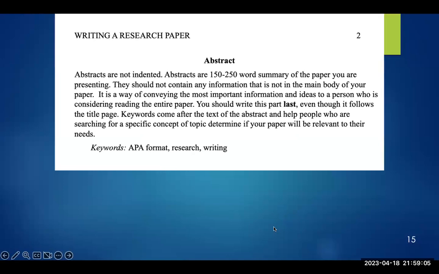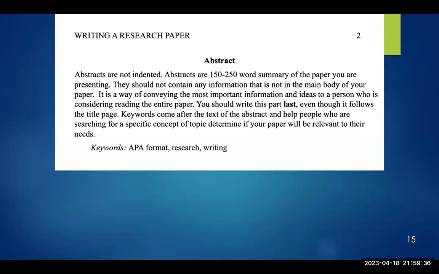Okay, your abstract. That should always be on page 2. The title is a level 1 title, also in boldface. Note that it is 1 paragraph. It will not be indented, and it should be about 150 to 250 words. You would write your abstract last because it's essentially a summary of your paper, and you want to make sure that it's done really well because you're so limited.